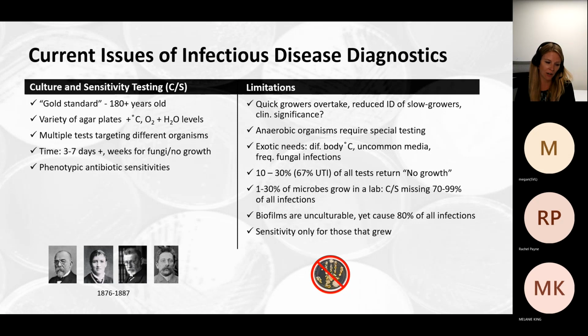So the identification of those slow growers might be inhibited, which can have a huge clinical significance for your patients, because you are creating a very artificial setting in the laboratory. It's not the same setting as it was on your patient. So this artificial laboratory setting might just benefit some of those fast growers, or those that we can easily grow in the lab. Then anaerobic organisms do require special testing.